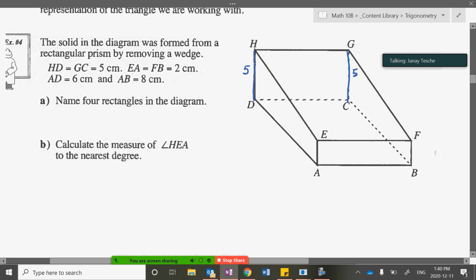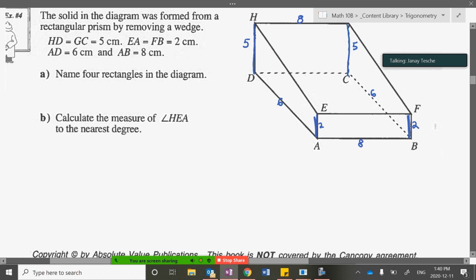EA and FB, so our front measurements are 2. AD is 6, and AB is 8. So what that means is over here is also 6, and back here is also 8. So we have some pieces of information.